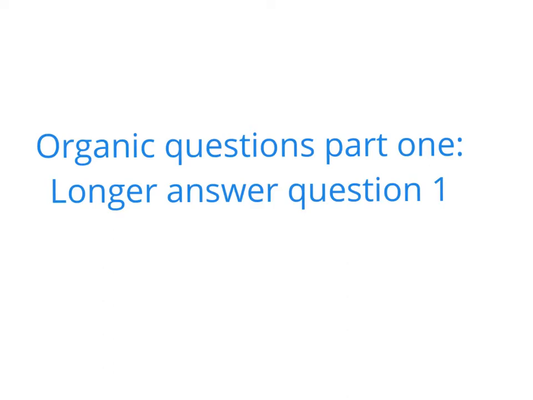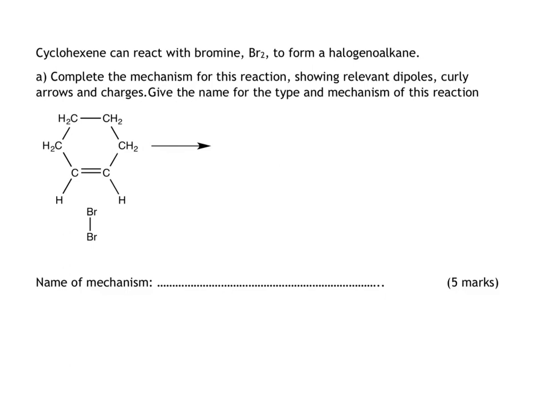This video is looking at the longer answer questions in the first lot of organic questions, and this would be question 1. So cyclohexene, slightly different alkene to normal, but other than that, just a straightforward reaction with bromine. And we're given marks for the mechanism, but we're also given marks for doing the name and type of reaction.